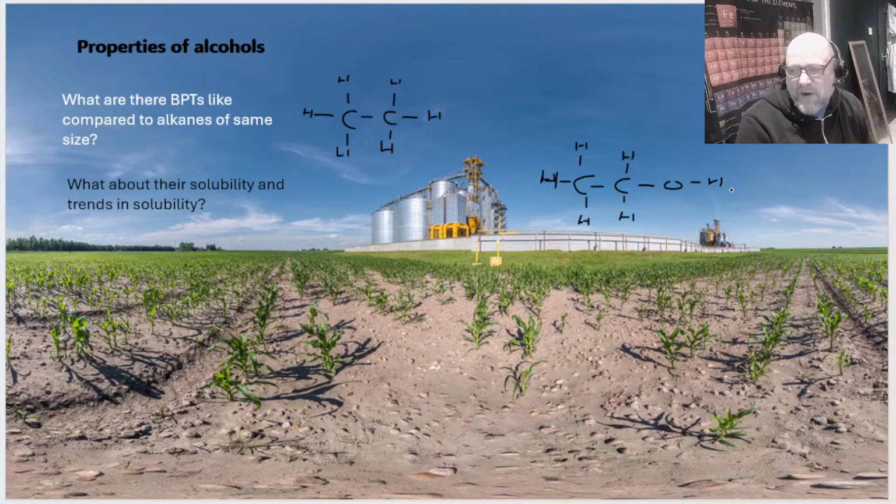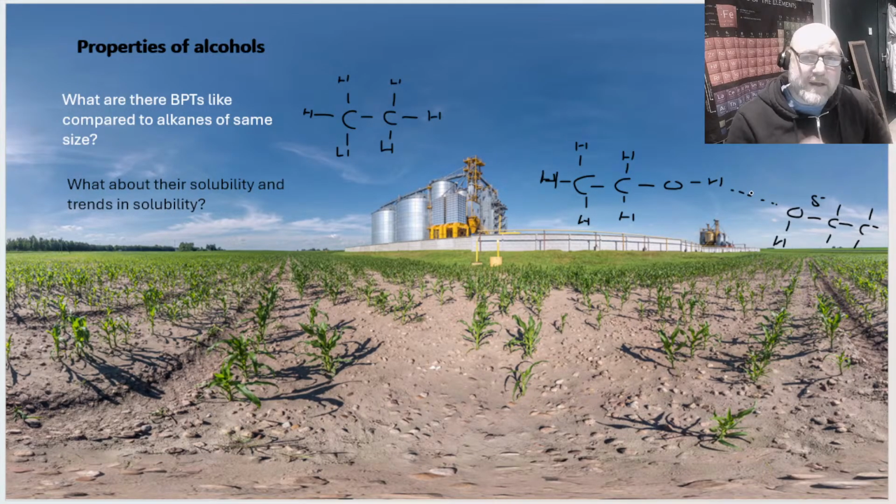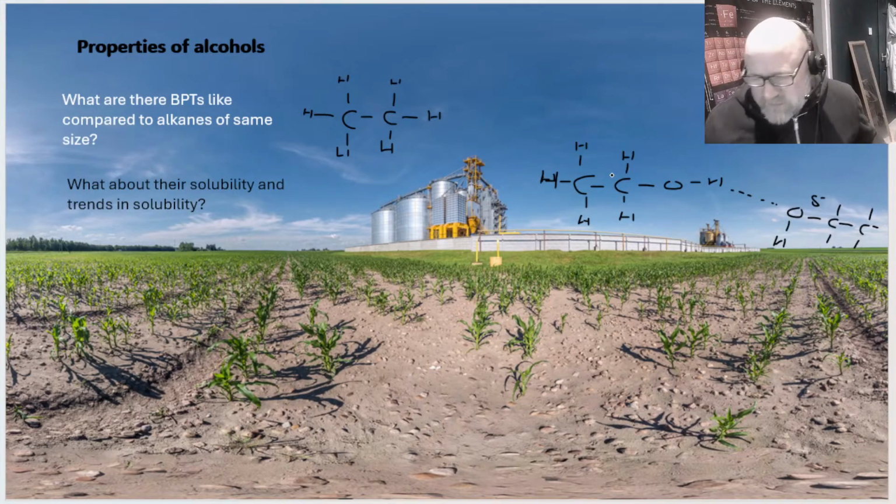Of course, they can have hydrogen bonding between this and another ethanol molecule. Hydrogen bonding is the strongest of the intermolecular forces. You're going to need to use a lot of energy to break that. But guess what? There's van der Waals forces as well.